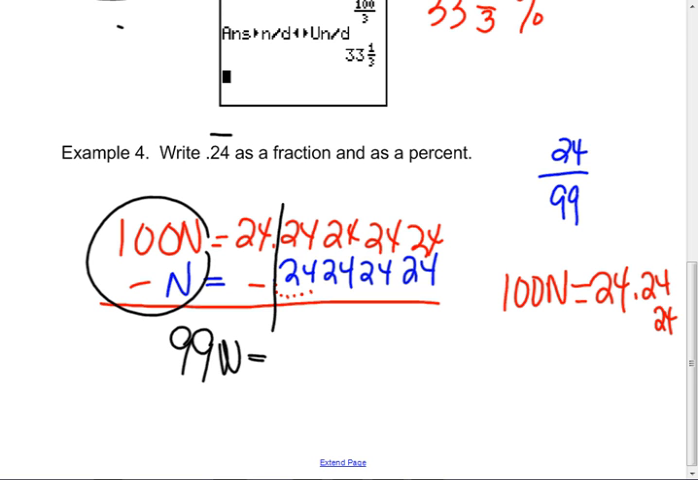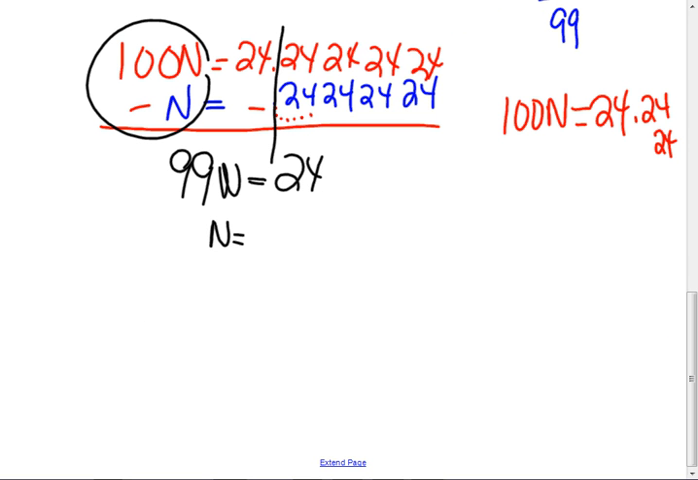And when I subtract these, I'm going to get 24. And so n equals 24 over 99. There's my fraction. I want to reduce it because something goes into 24 and 99. Colin, do you know what divides into both those?